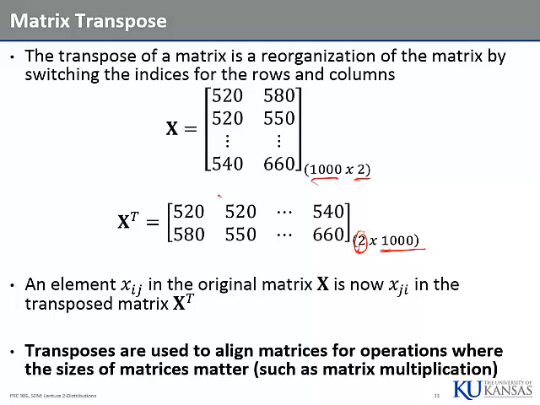Each element in the matrix transpose literally takes its column position and swaps it with its row. So for instance, 580, what is its position? What's the row position of 580?